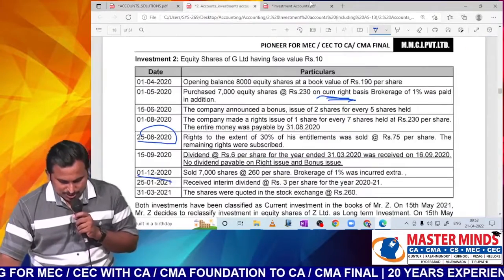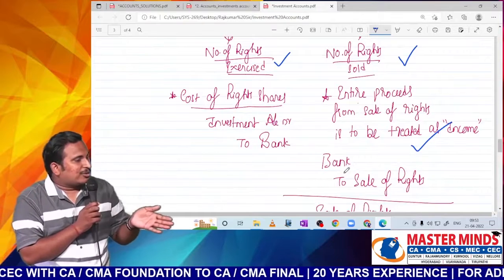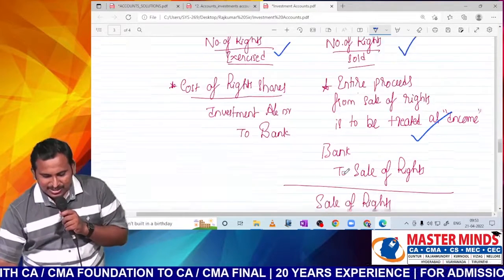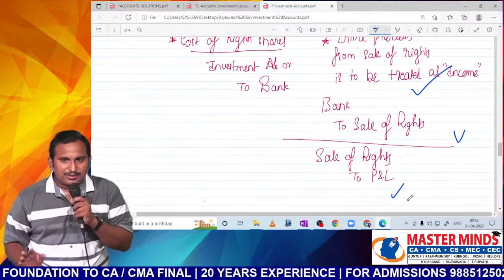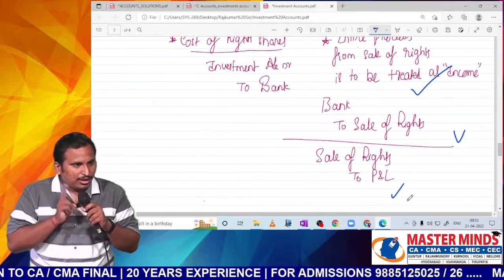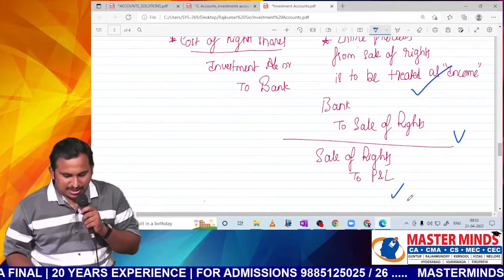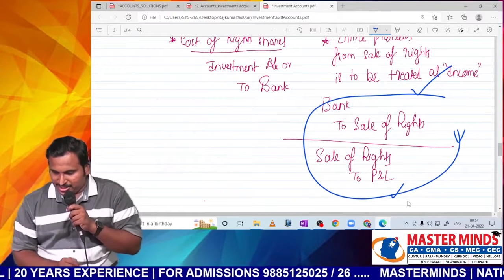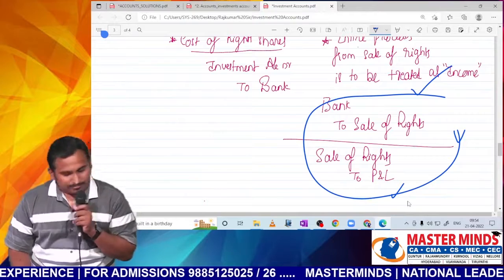So we are talking with respect to shares. Now, entire proceeds from sale of rights will be credited to what, sir? P&L. Entries will be bank to sale of rights to P&L. That means in investment account, will we write anything for sale of rights? No. Simply the entries will be bank to sale of rights to P&L. Is that clear, everybody? Okay, right.